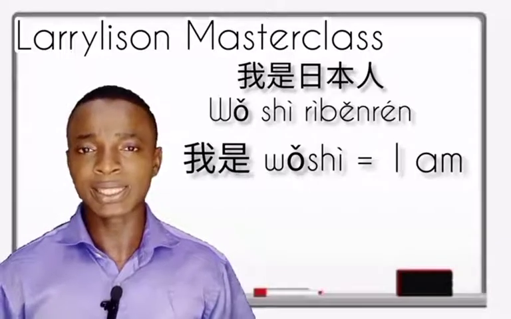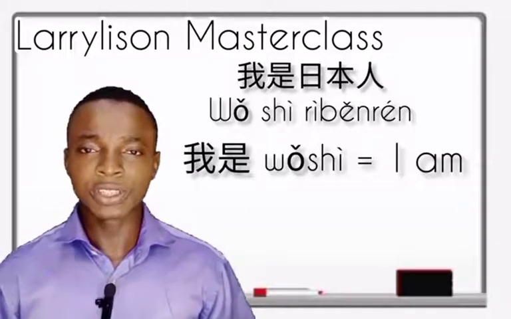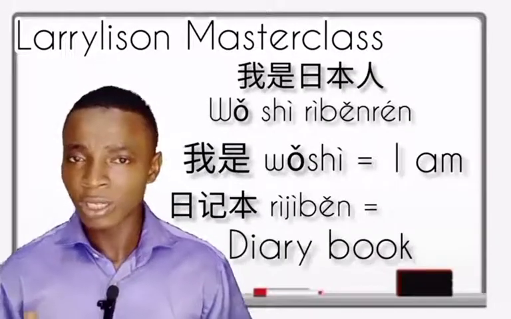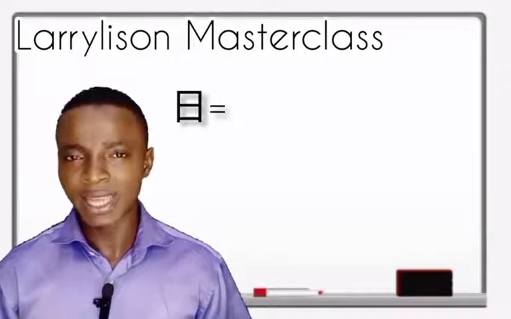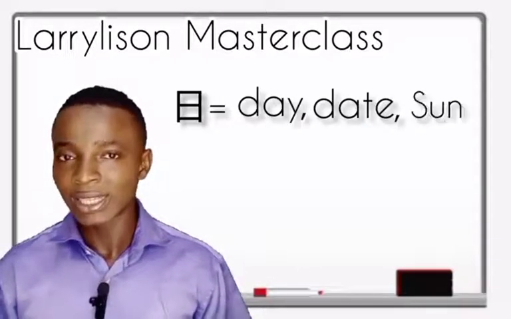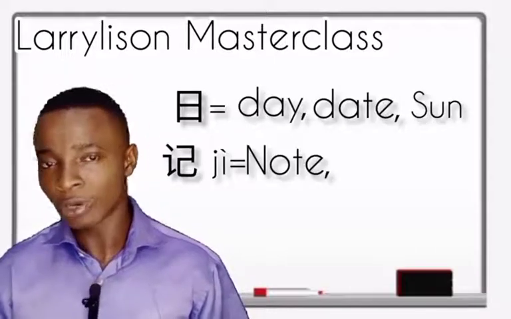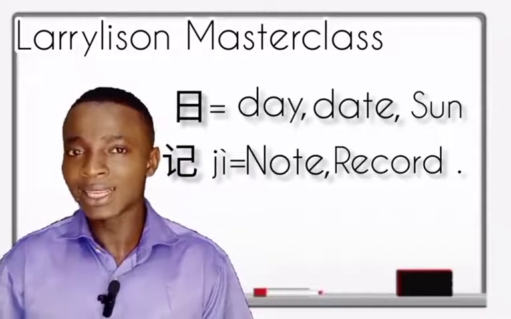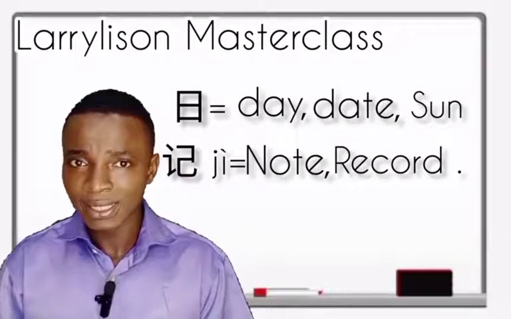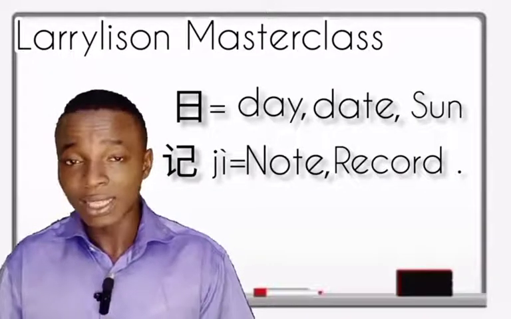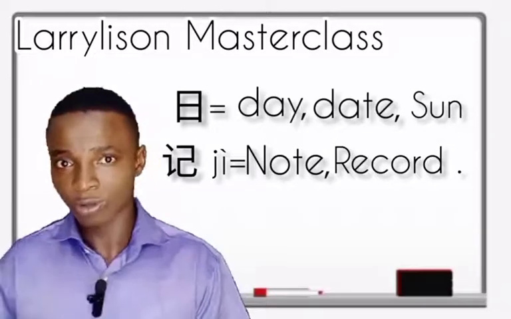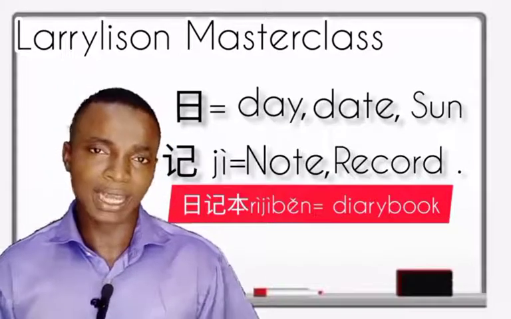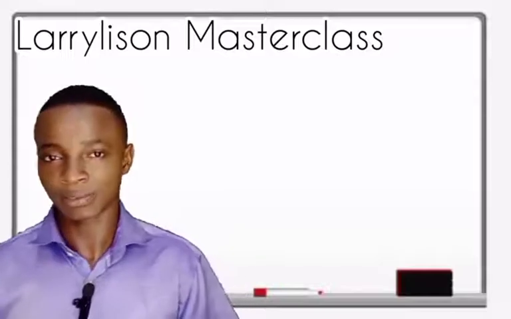Another one where this character also appears is 日志本. 日志本 literally means a diary book. Remember, we say 日 literally means day, date, or sun. 志 on its own means note, to record something. So when it comes together, it means diary, because in a diary book, we must have dates, with days and other things. Then we take down our notes. 日志本 meaning diary book.